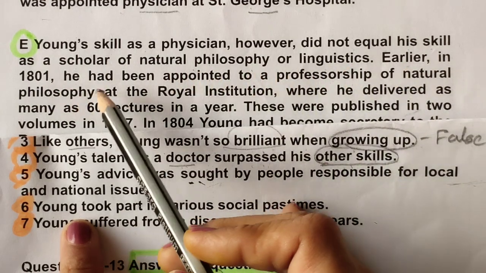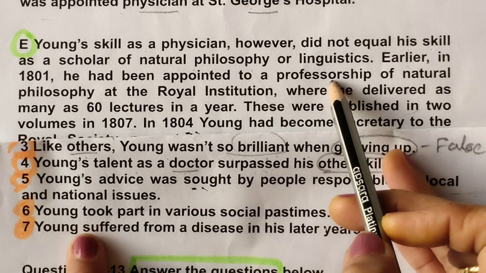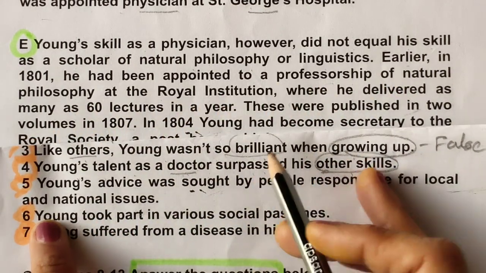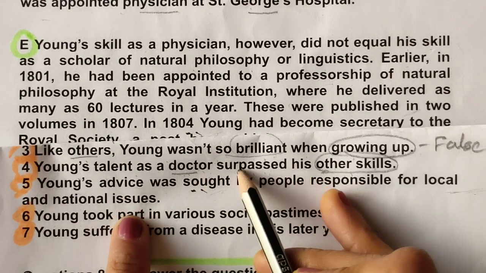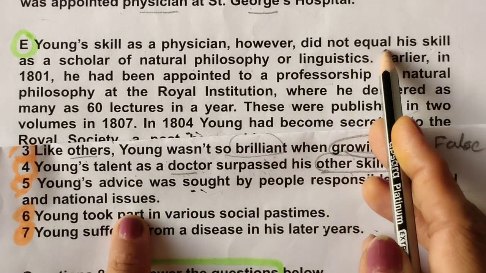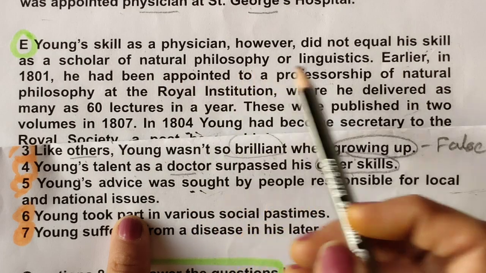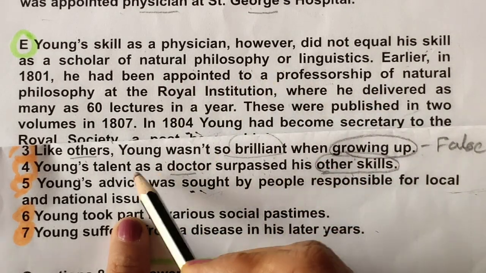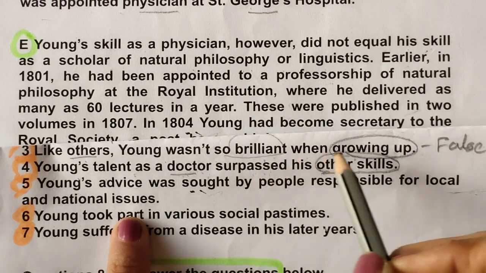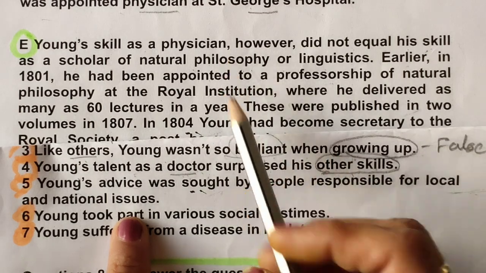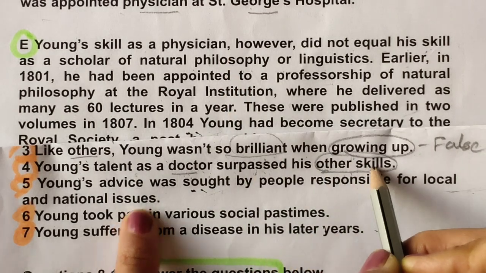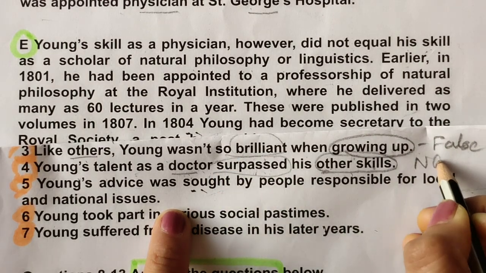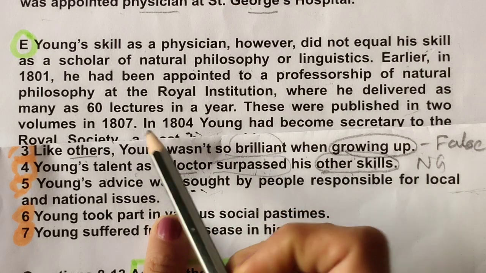Earlier in 1811, he had been appointed to a professorship of natural philosophy where he delivered many. But the actual thing is not given here. Did not equal his skill as a scholar of natural philosophy. They are talking about other skills. So it is not clearly given whether this comparison is given or not. Nothing is given that it surpassed his other skills. So this surpassed kind of thing is not there. So we will just write not given. Okay, so you can read this.